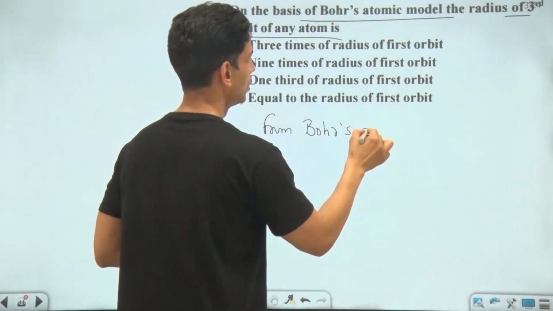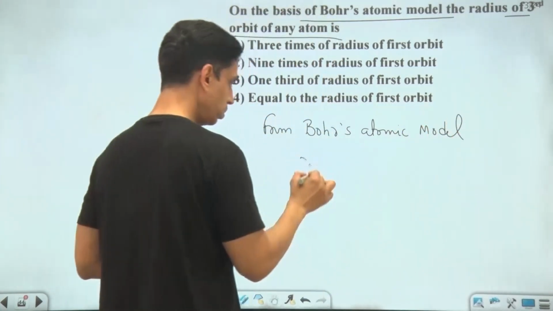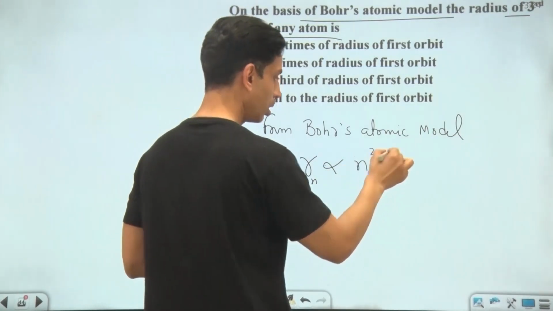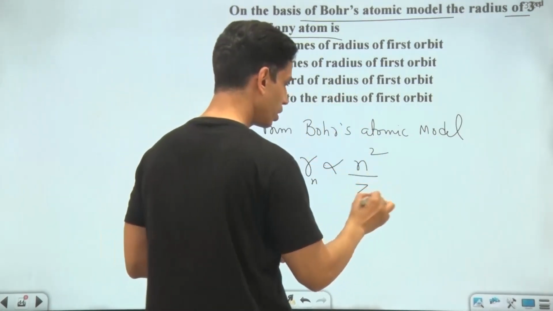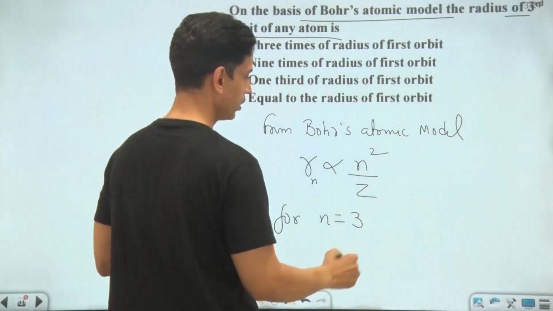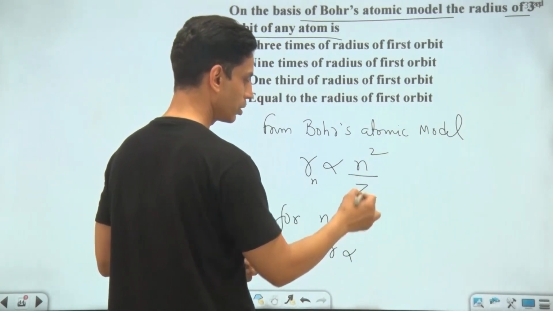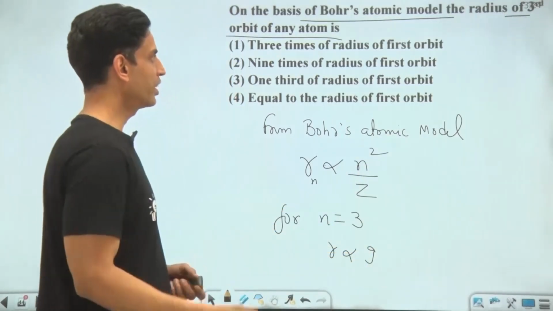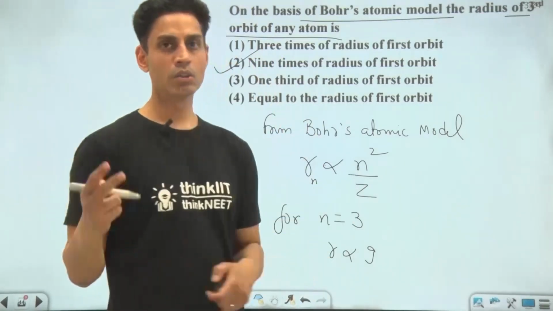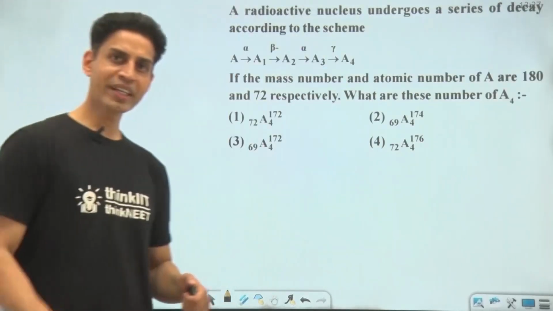So from Bohr's atomic model, the radius of nth orbit is directly proportional to the number of orbit square upon atomic number. So for n equal to 3, third orbit, r comes out to be how much? 3 square is 9. So the radius will be 9 times the radius of the first orbit. Option number 2 is the correct answer. Got it? Now moving to the next one.